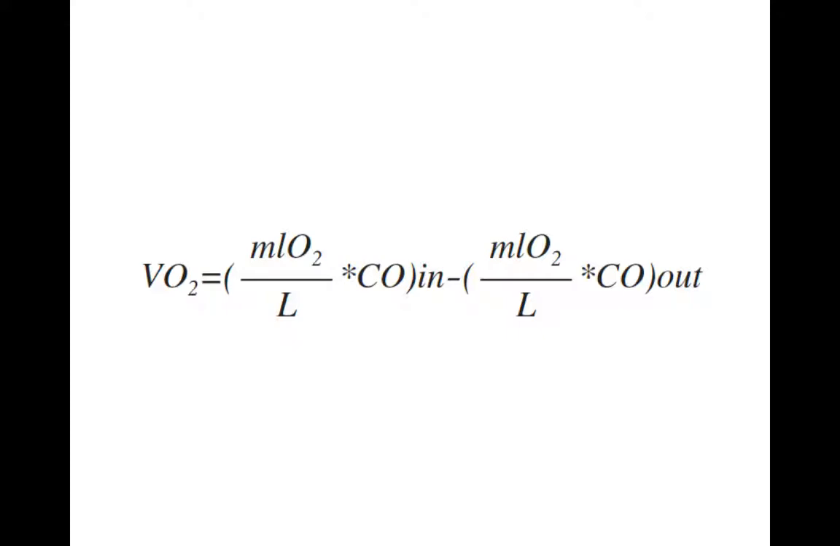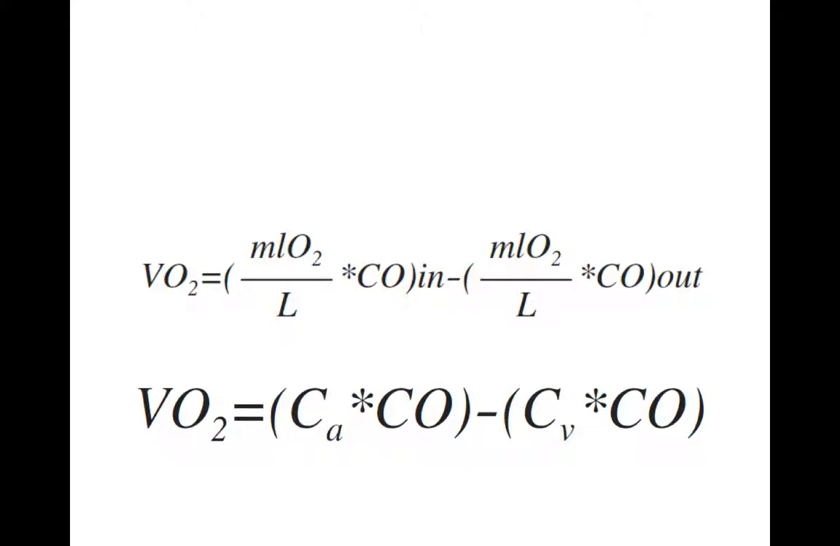Well, what's the concentration of O2 in blood that's coming into tissues? What vessels are going into tissues? Arteries. So this is our oxygen concentration in arteries. And what about the second part of the equation? Concentration of O2 in blood going out of the tissues. Well, those are veins. So that's our concentration of O2 in veins. So we can rewrite this again as this equation. VO2 is Ca times cardiac output minus Cv times cardiac output.